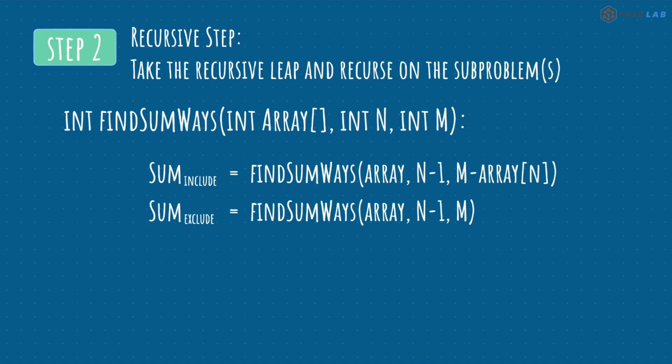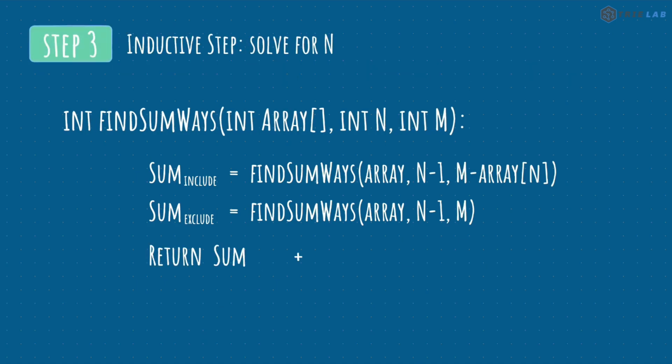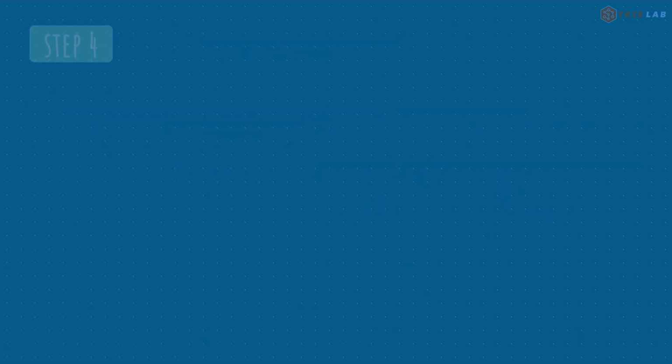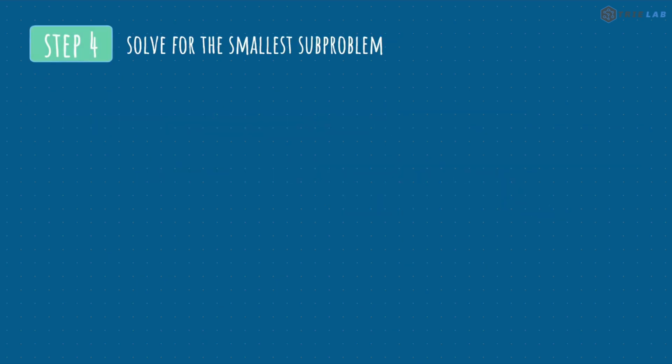Now in the next step, we'll take the inductive step to solve for n. That is, we simply combine the results from both of the subproblems and return the final value. Now we can also simplify the statements into a single return statement, just for simplicity. Now it's time to identify the base case to finally end the recursion.